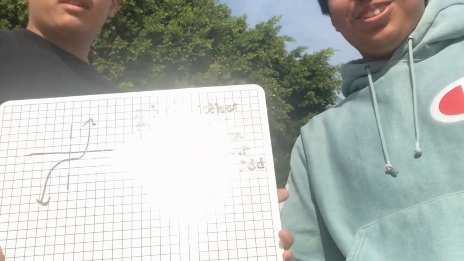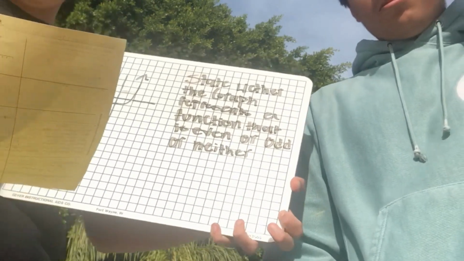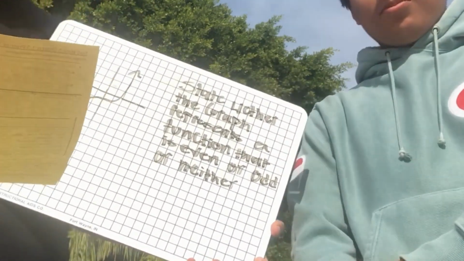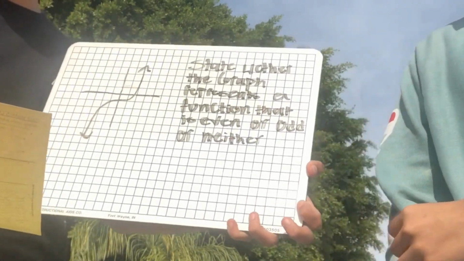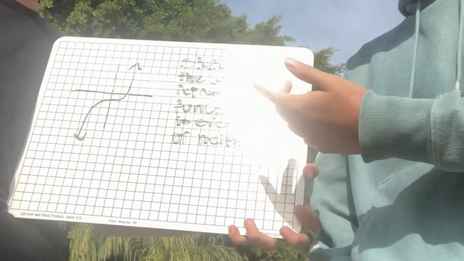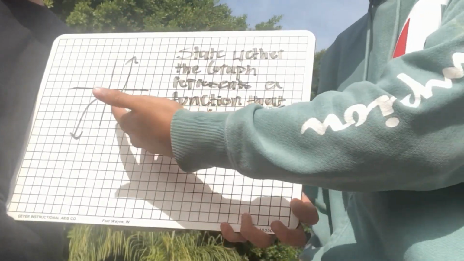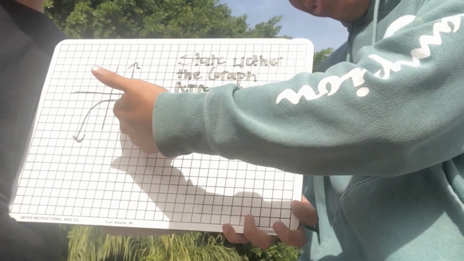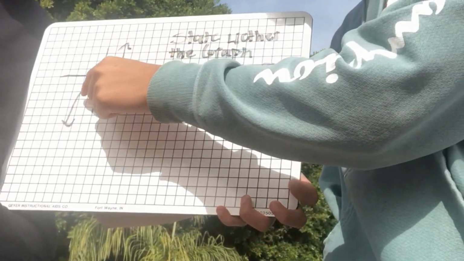Alright, my name is Daniel. My name is Roberto. And we got question number 3, which is state whether the graph represents a function that is even, odd, or neither. Explain your reasoning. Alright, what we got is the function is neither even or odd because the graph is not symmetric, as we can see right here, about the origin, and it's not symmetric about the y-axis, as we can see right here.